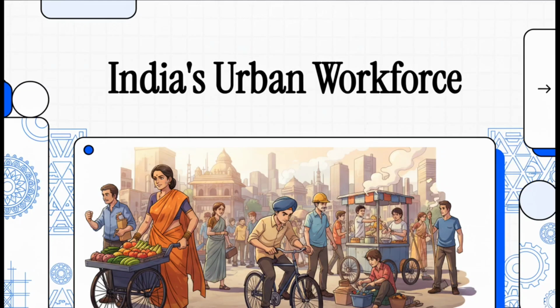Hello, aspirants, and welcome. Today, we're diving into a topic that's absolutely crucial for your GS Paper 2, the immense challenges facing India's urban informal workforce. Now, this is a recurring theme in governance and social justice, and really understanding its complexities is what's going to be key to crafting a compelling analysis in your exams.